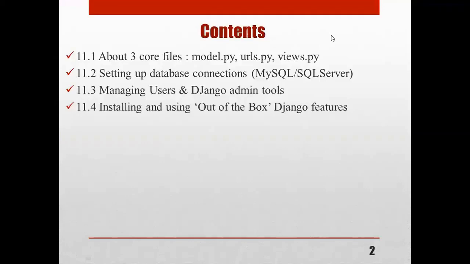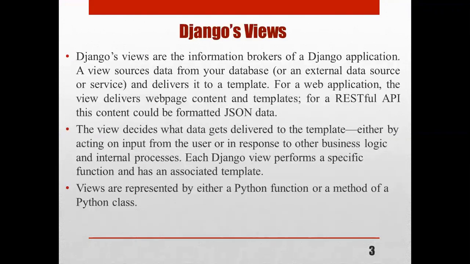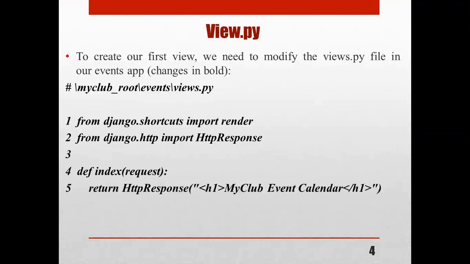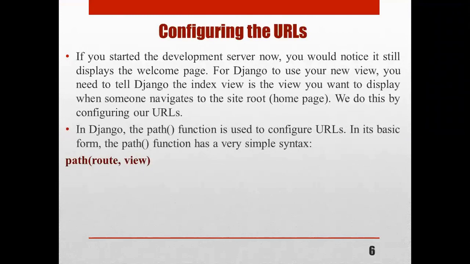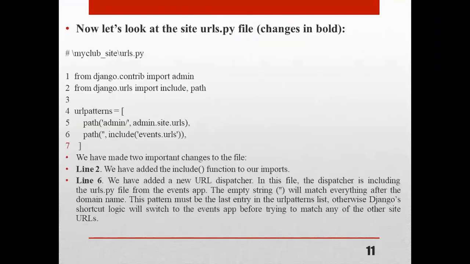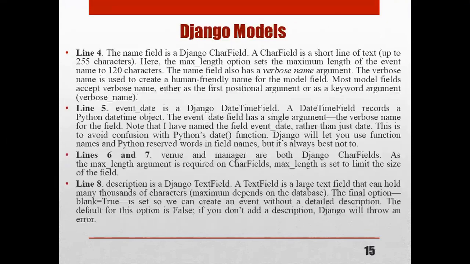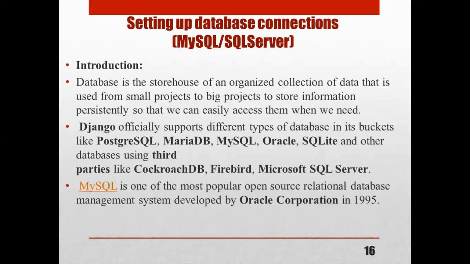Chapter number 11. We have seen three core files, that is models.py, urls.py, and views.py, in the last session. In this session, we are going to continue with setting up the database connection between Django and MySQL or SQL Server. First, we will see the introductory part regarding the database and the Django-supported databases.